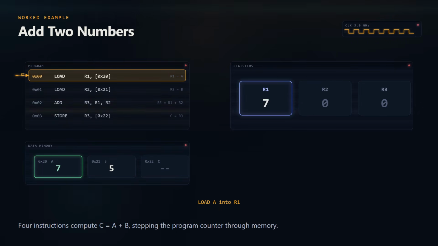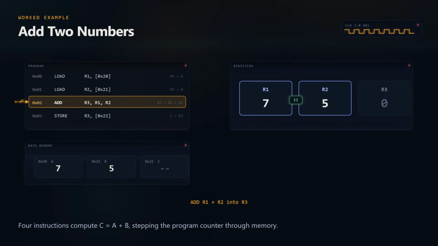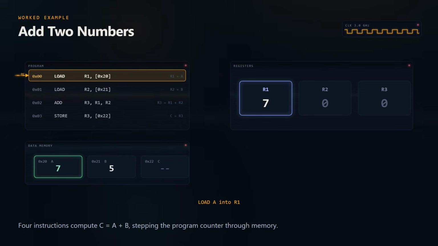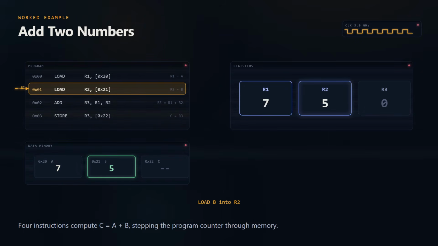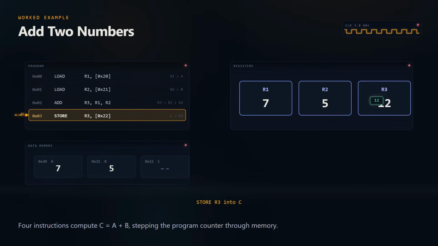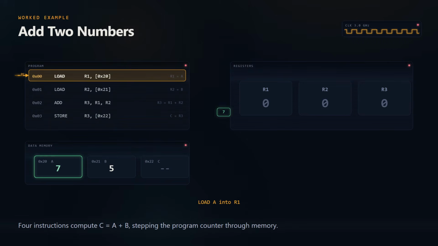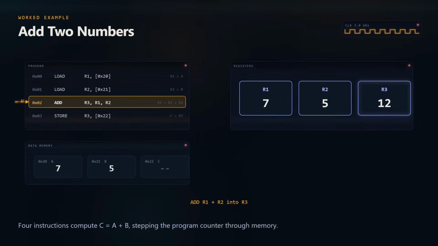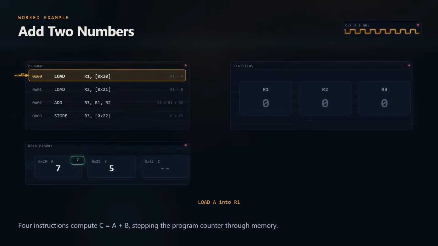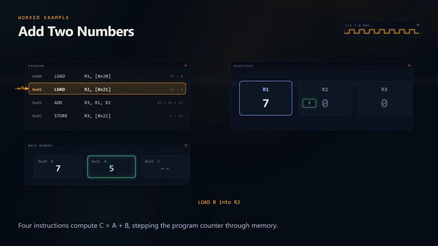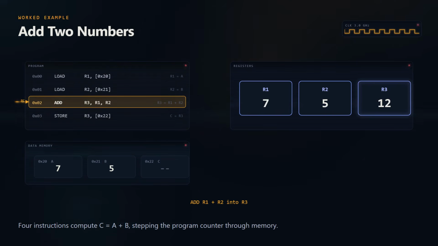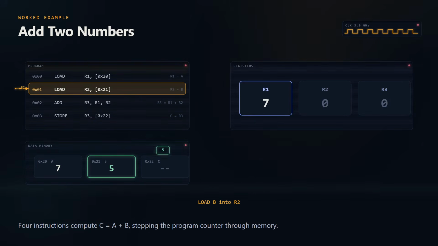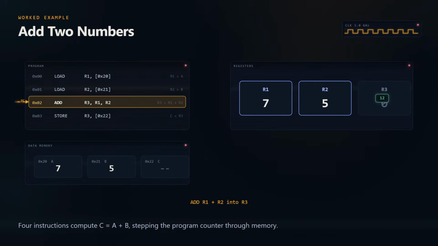Let us watch a real, tiny program do something useful. Add 2 numbers A and B and store the result in C. First instruction, load A from memory into register 1. The cycle runs and register 1 now holds 7. Second instruction, load B into register 2. Now it holds 5. Third instruction, add register 1 and register 2 and put the sum in register 3, 12. Last instruction, store register 3 back into memory into C. 4 instructions, 4 trips around the loop, and the computer has added 2 numbers. Every calculation you have ever seen is built from steps this small.